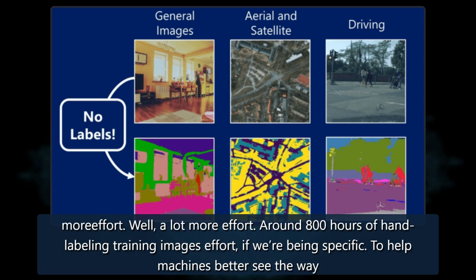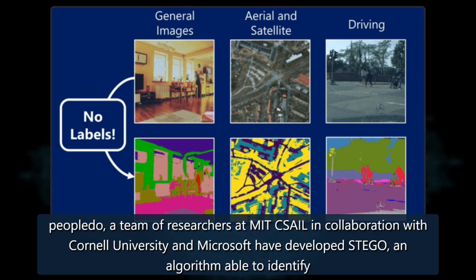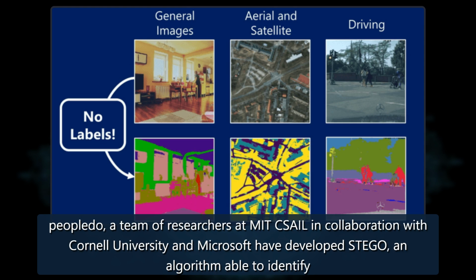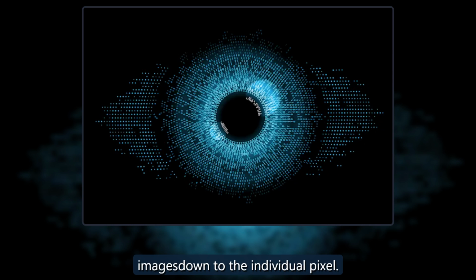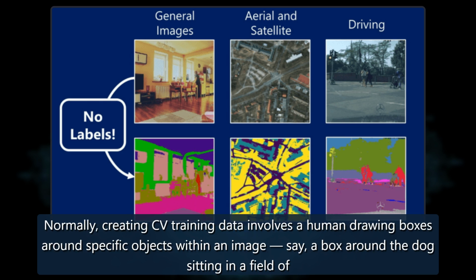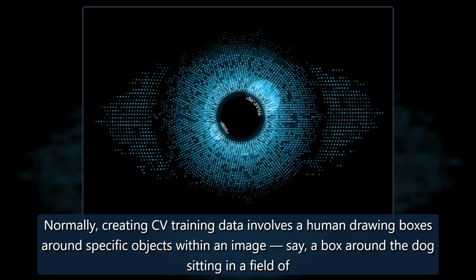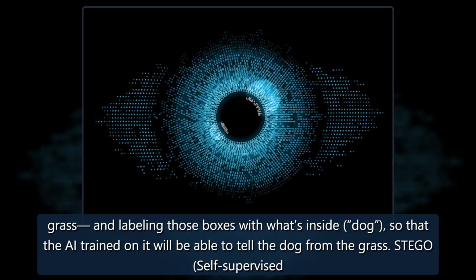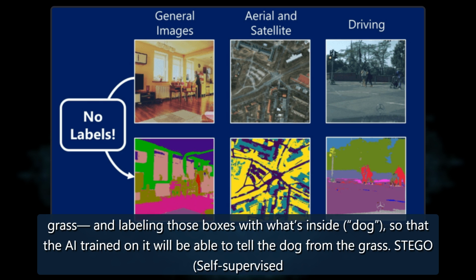To help machines better see the way people do, a team of researchers at MIT CSAIL in collaboration with Cornell University and Microsoft have developed Stego, an algorithm able to identify images down to the individual pixel. Normally, creating CV training data involves a human drawing boxes around specific objects within an image, say, a box around the dog sitting in a field of grass, and labeling those boxes with what's inside, dog, so that the AI trained on it will be able to tell the dog from the grass.